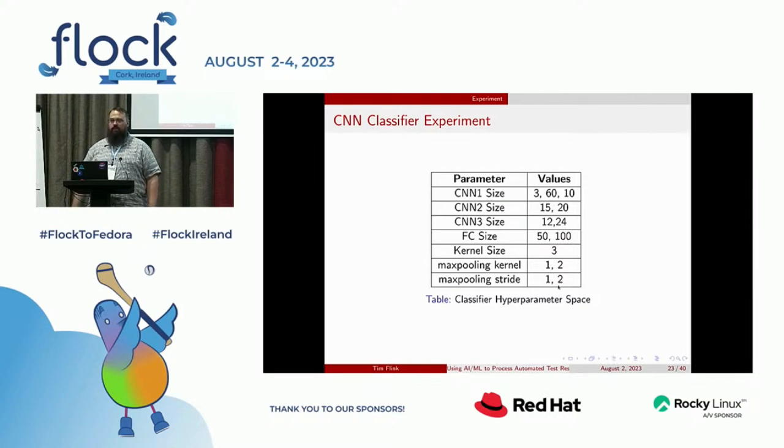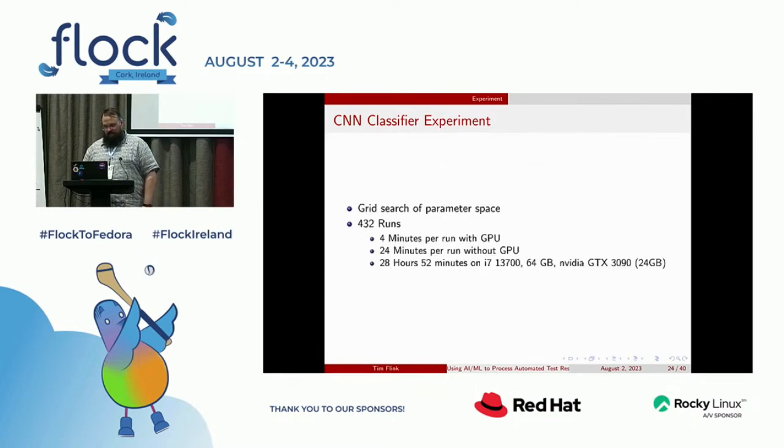The max pooling has to do with trying to keep it from having all of the information in one part of where it's looking. It would take longer than I have to really go through it. It's a commonly used part. It's part of almost every CNN. But I did a grid search of all of that, which is 432 runs.